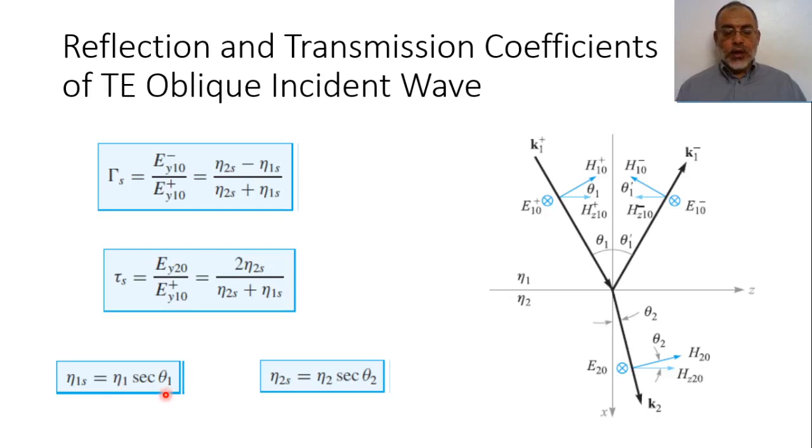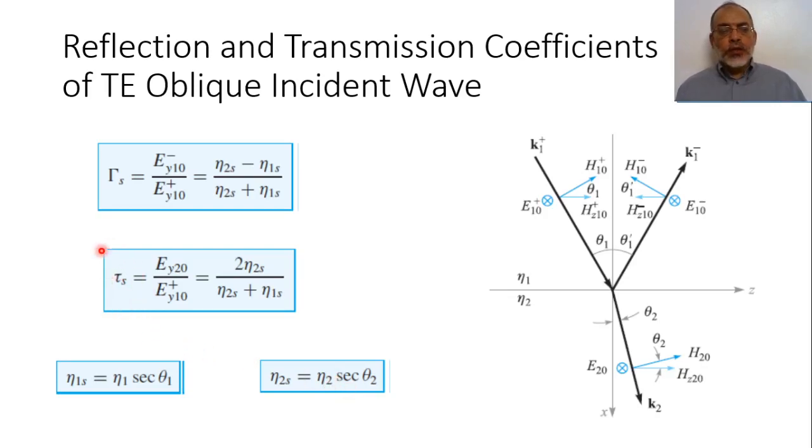So unlike the parallel polarization, where eta 1 parallel was eta 1 cosine theta 1, in perpendicular polarization eta 1s equals eta 1 over cosine theta 1, or eta 1 multiplied by sec theta 1. Similarly, eta 2s is eta 2 sec theta 2, or eta 2 over cosine theta 2.